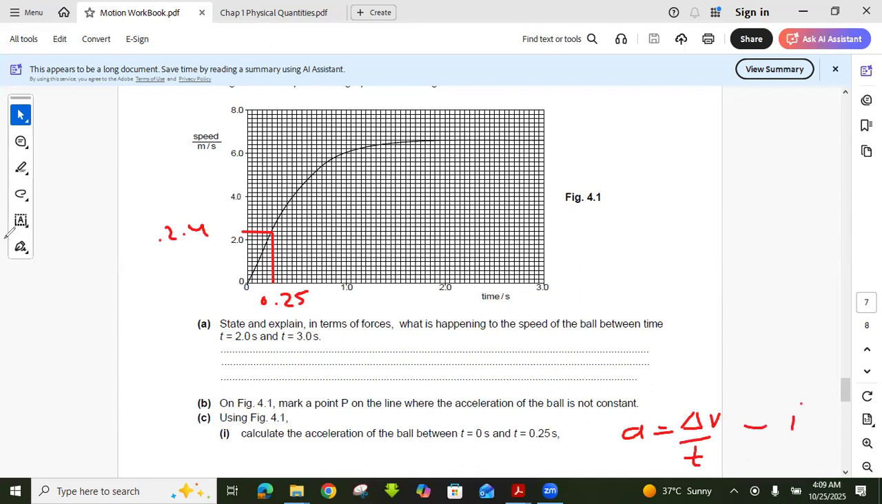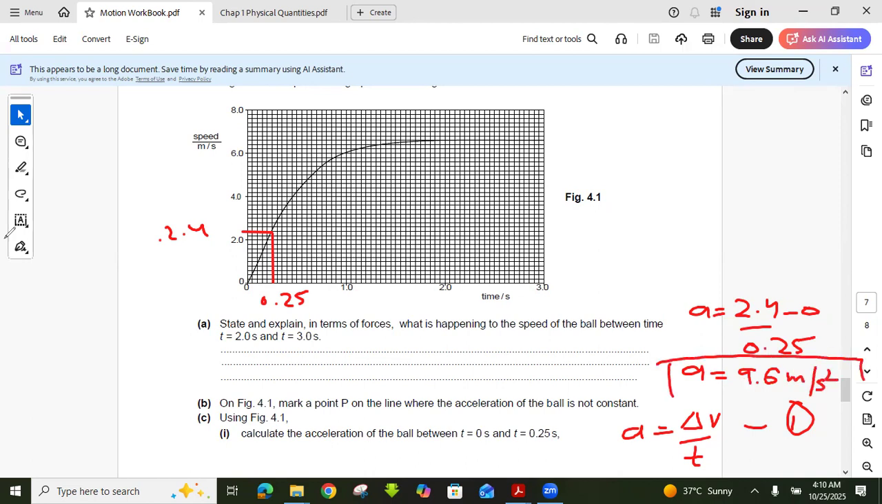Again, the same formula, 1 mark. V final minus V initial over time. 2.4 minus 0 over 0.25. So it will be 2.4 divided by 0.25. I'm getting 9.6. Is it correct?